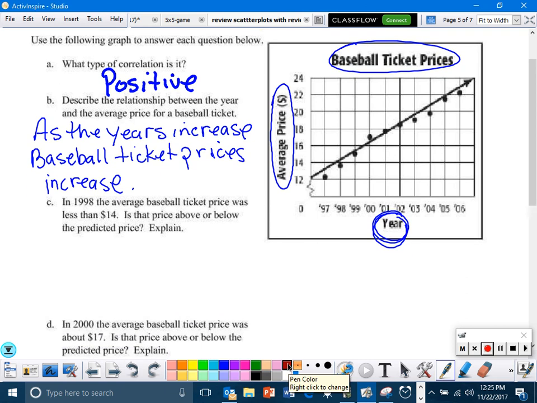In 1998, the average baseball ticket price was less than $14. Okay, so let's see. Here's 1998. Here is the ticket. It's below or less than $14. Is that price above or below the predicted value? Well, that should be easy to see. The dot's below, so we're going to say below.